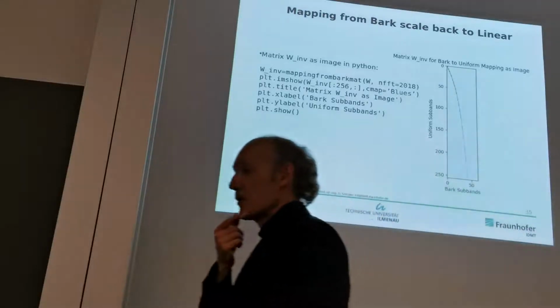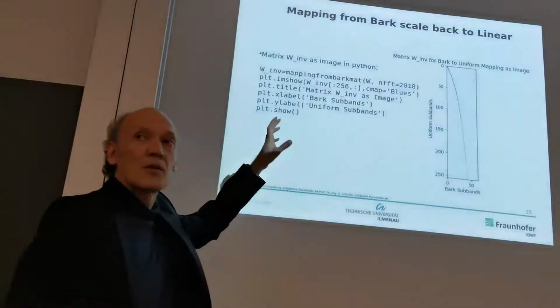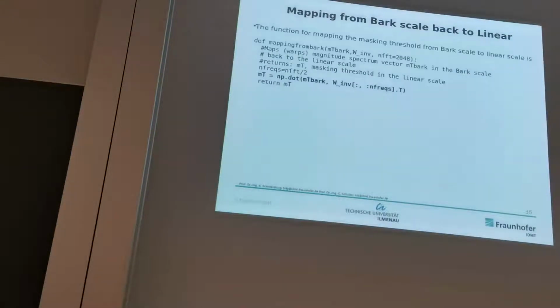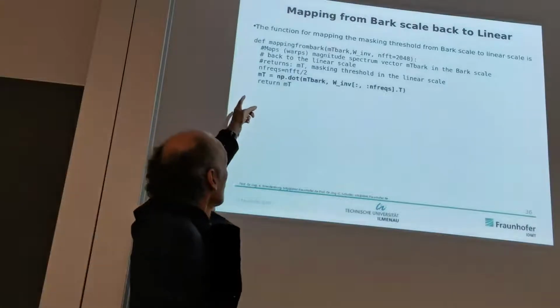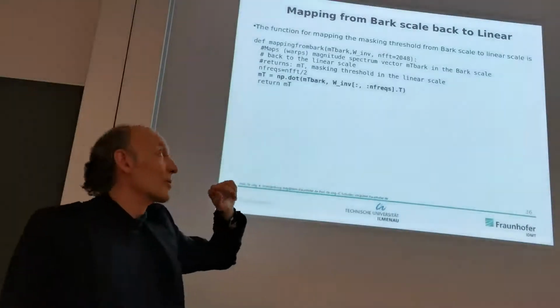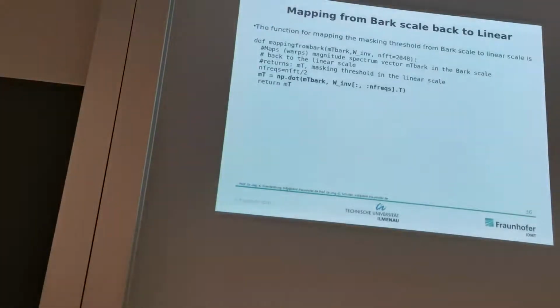So this basically allows us to go back into the linear domain. This matrix again is constructed once at the beginning of the processing and then reused for each block. Yeah, and then this function is used for each block. All this function is doing is this matrix multiplication that you can see here. This np.dot is the matrix multiplication.